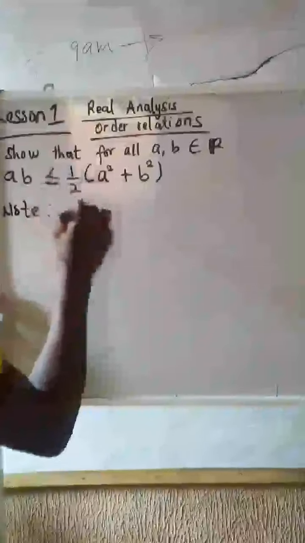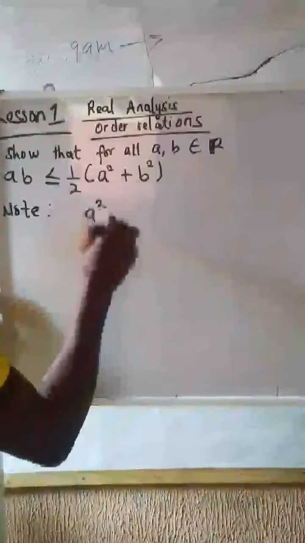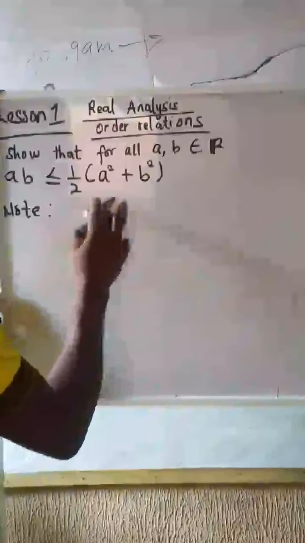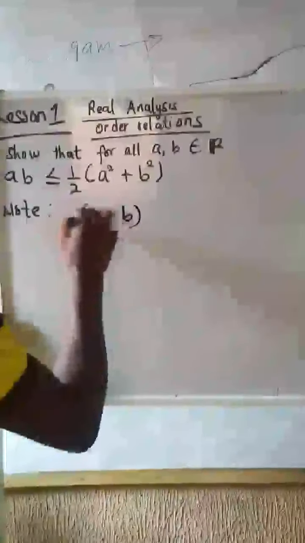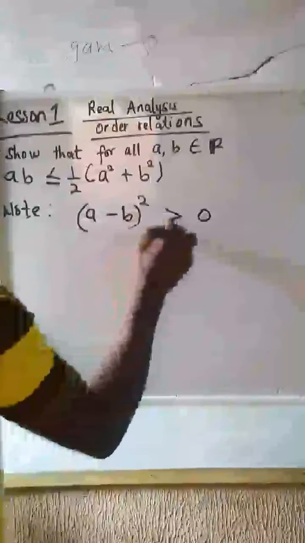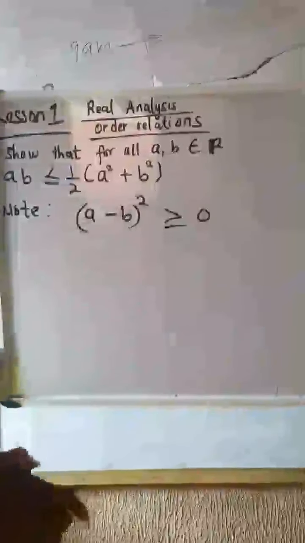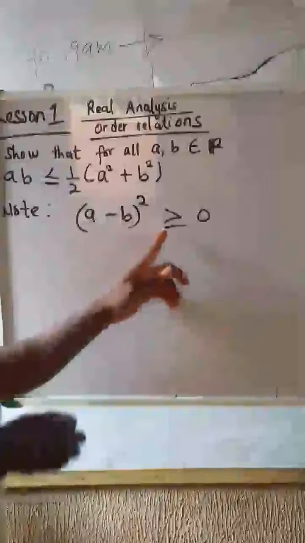Then we have to note that (a minus b) squared is always greater than or equal to 0. Now, this is going to be equal to 0.